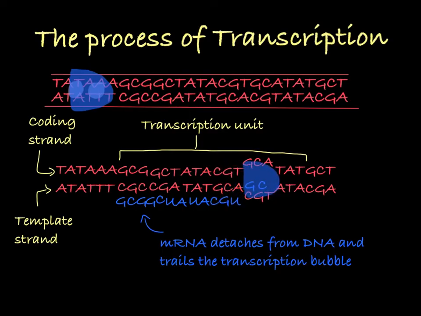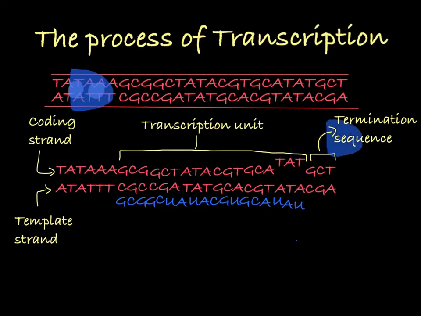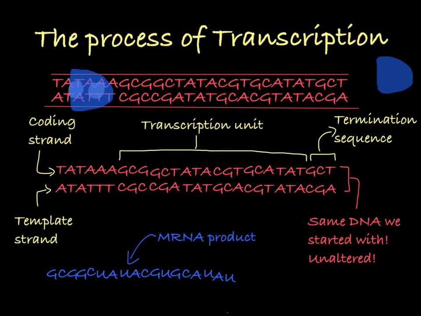When the RNA polymerase reaches the end of the transcription unit, it will run into the terminator sequence of the gene. This sequence of DNA causes the RNA polymerase and the mRNA to detach from the DNA and the remaining transcription bubble winds back together. Notice that the original DNA strand is left completely unaltered from its original state. At this point, the RNA polymerase has created an mRNA version of the coding strand of this gene, and this mRNA can now go through the process of translation to build a protein.